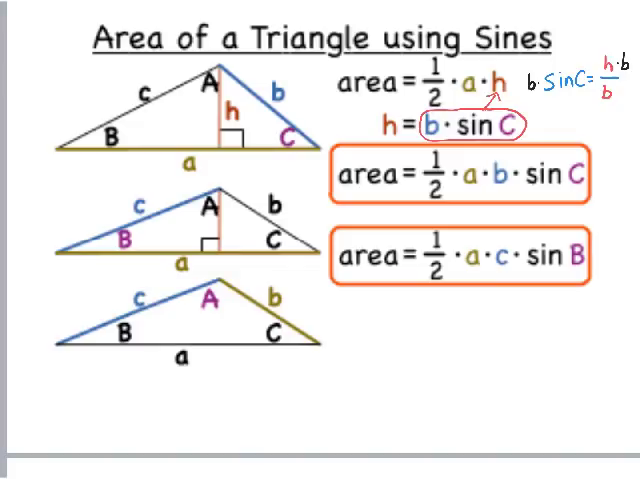Now, where would this one come from? Well, they're just using sine B now, and it would be height over c. Using the same method, you can slowly create this as c sine B. Just using the same ideas up here, if you use this angle instead, you could create this one. But really, what we care about is this formula right here. This is the area formula. This is just another configuration of it.